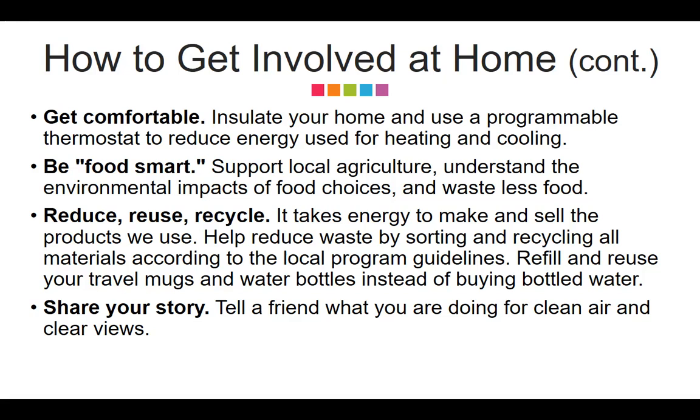Refill and reuse your travel mugs and water bottles instead of buying bottled water. We have all these awesome bottle refill stations across the school. Please take advantage of those.